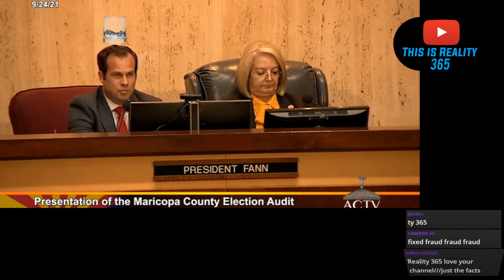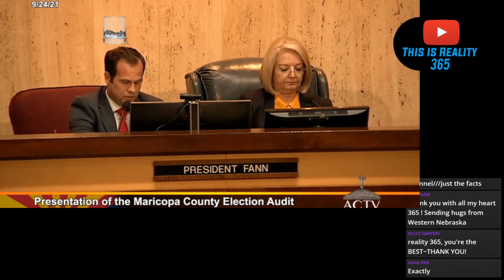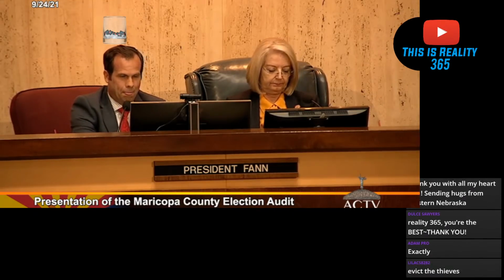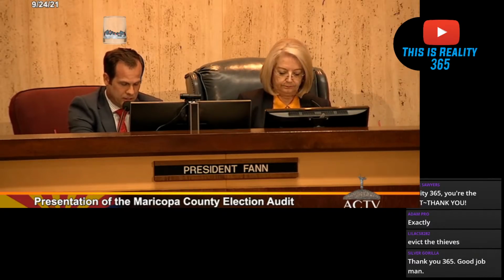It appears that they broke the law with duplicate ballots, and that's a huge deal. That needs to be resolved. We need to get to the bottom of whether that law was broken, how to prevent it in the future, and hold people accountable who did it this time.